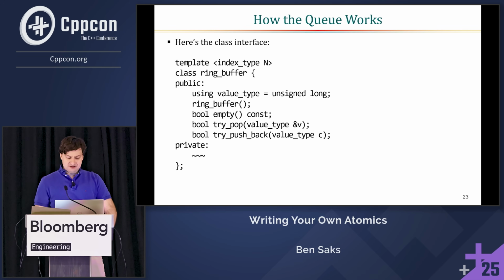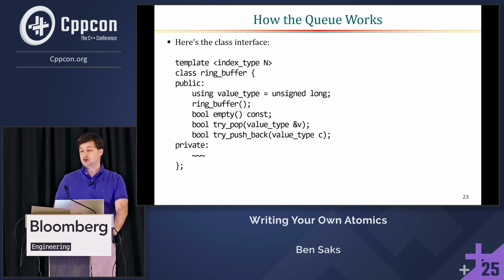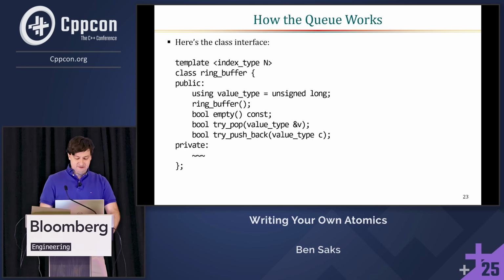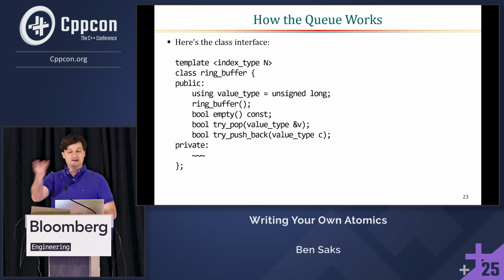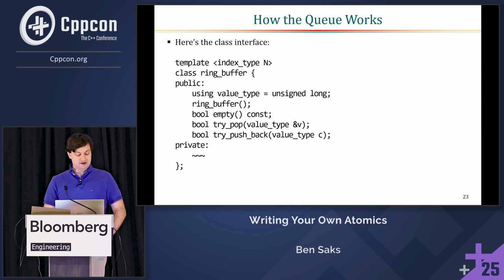The class interface, I've already gone through some aspects of it, but it has a value type alias that in this case I set to unsigned long, but again, it could be other types with relatively minimal adaptation. It's got a default constructor that sets the ring buffer up as initially empty. The empty function just returns true or false like a standard STL container. And then we've got the try pop function, which attempts to remove and give back the first element on the queue, and it will return back false if the queue is empty.